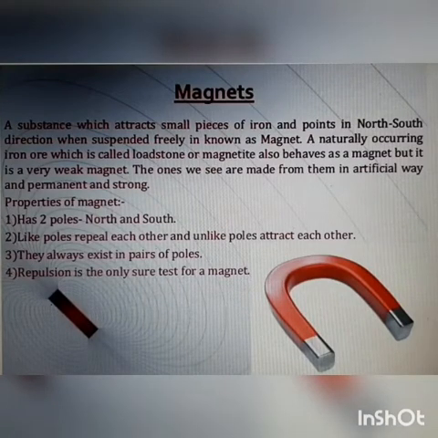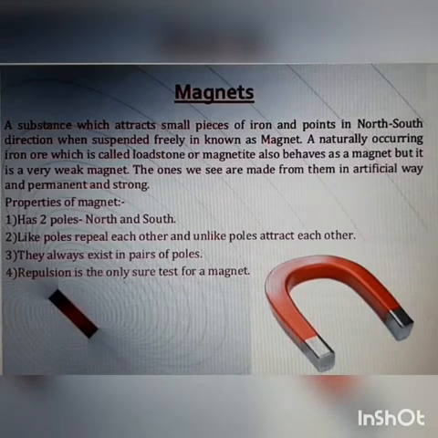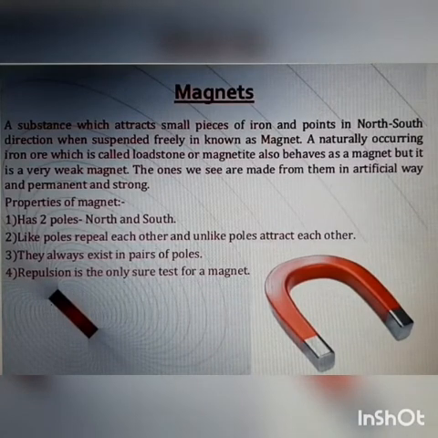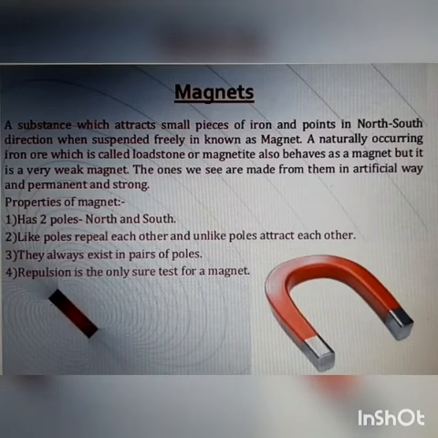We can define a magnet as a substance which attracts small pieces of iron and points in a north-south direction when suspended freely. A magnet always has two poles, north pole and south pole.